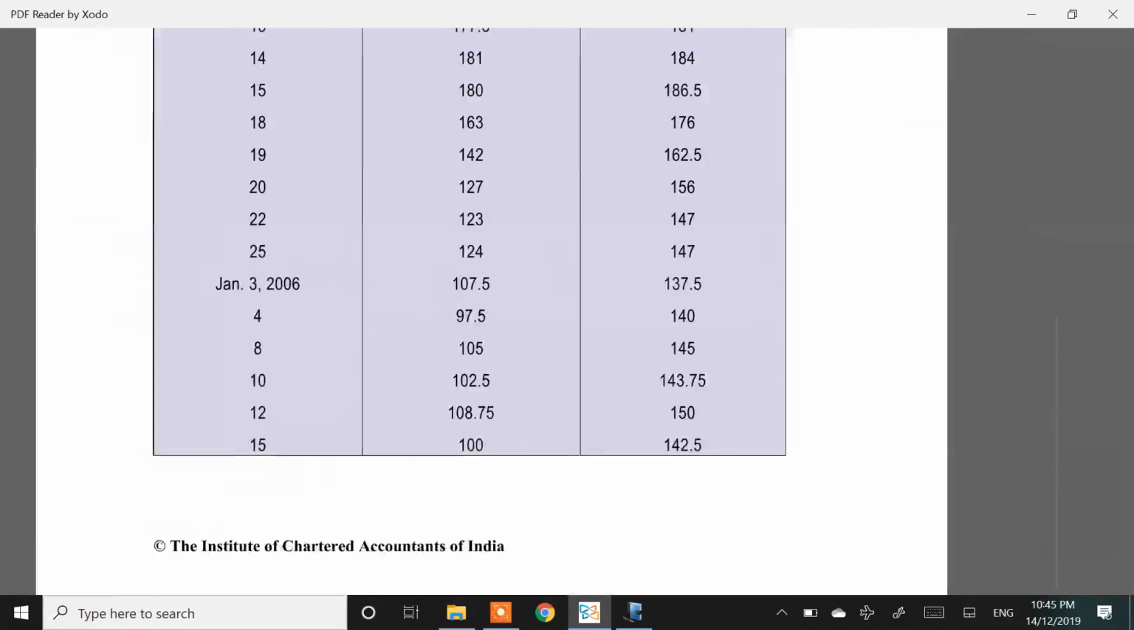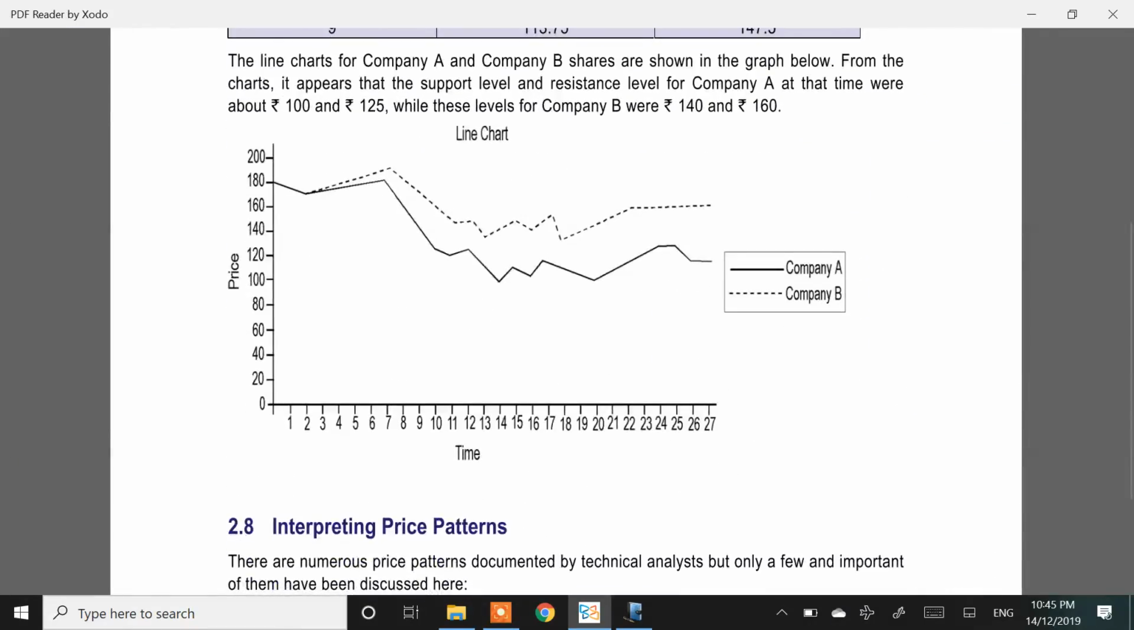Okay, this is the data of the company, and this is where a chart has been designed. Now, resistance is the top part. Above this, the share price is not going up, so there is a resistance at that level. A support level is somewhere here. Below this, the share price is not going down. From the chart, it appears that the support and resistance levels were about 100 and 125.